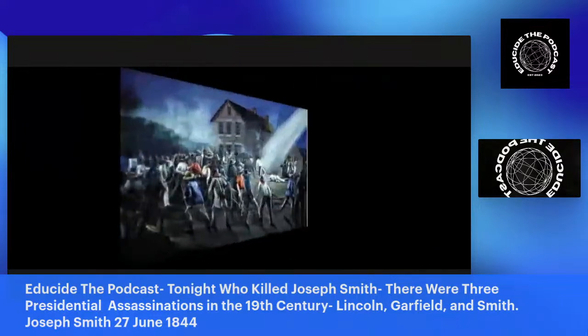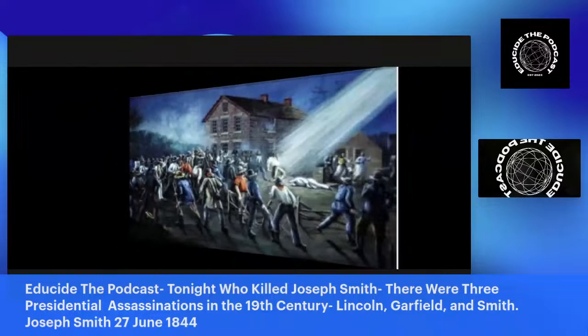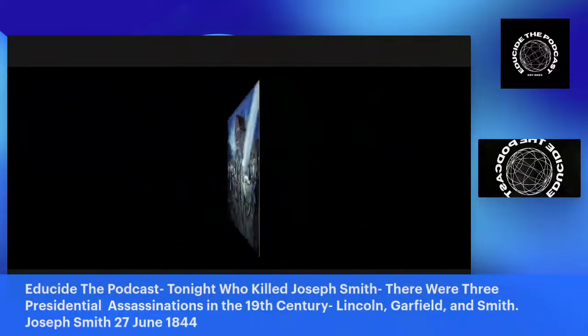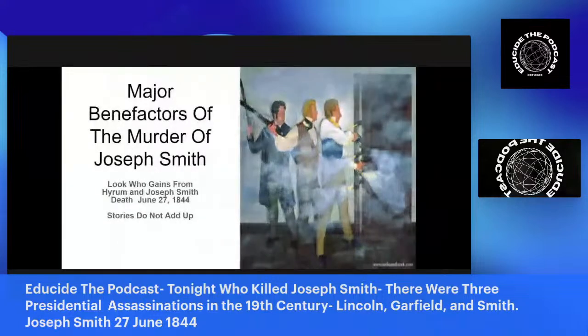Here's another of the paintings. The major beneficiaries of the murder of Joseph Smith. Let's look at who gains from Hiram and Joseph Smith's death on June 27, 1844. Viewers, these stories do not add up. Here you see firing and smoke throughout the whole thing.